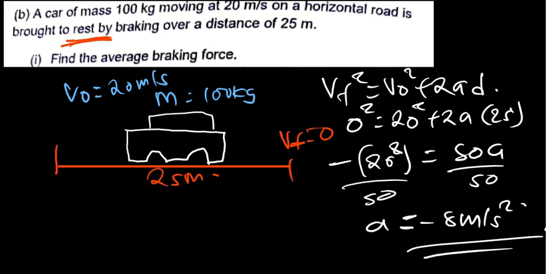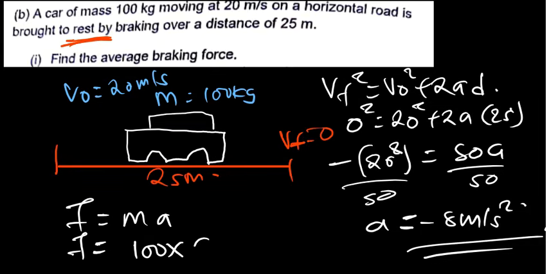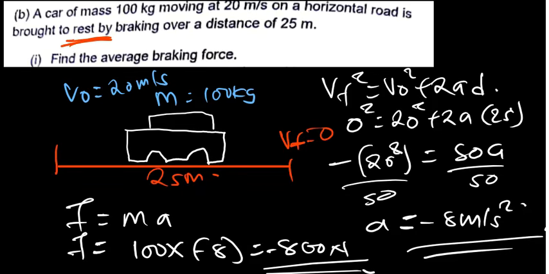That was the acceleration. Now force is equal to mass times acceleration. Force is a vector. Definitely it can be negative, but we are going to get just the magnitude. So the average braking force in this case is going to be the mass, 100, times negative 8. So our force is going to be negative 800 newtons. So this is the average braking force in this case. That is it for this question.